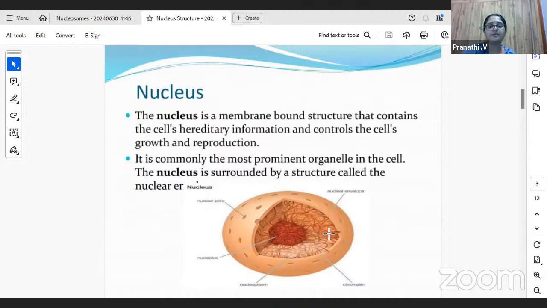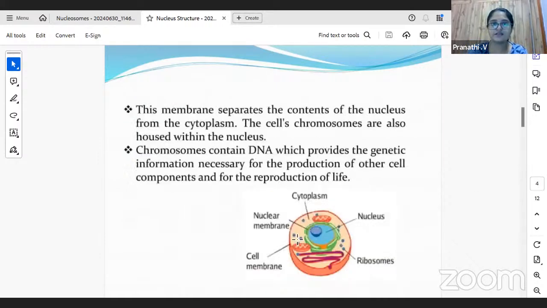And it is surrounded by a prominent structure which is known as the nuclear envelope. This nuclear envelope is separating the nucleus from the rest of the cellular contents, that is the cytoplasm and the rest of the cell as such. So the cell's chromosomes are present within the nucleus. And this has the hereditary information, which is necessary for every cell to divide and for the next generation to come up, along with every kind of activity to take place.